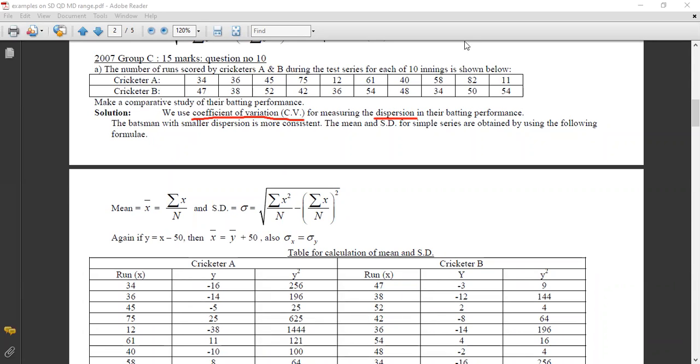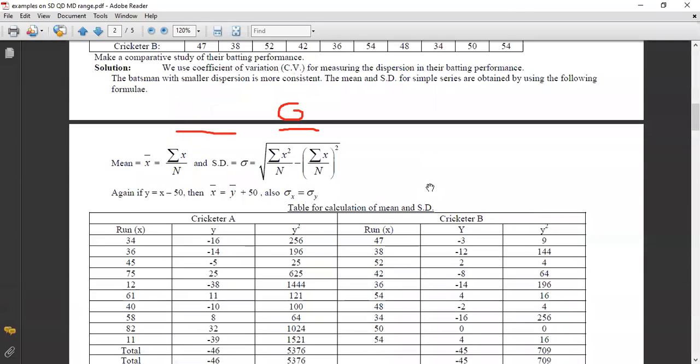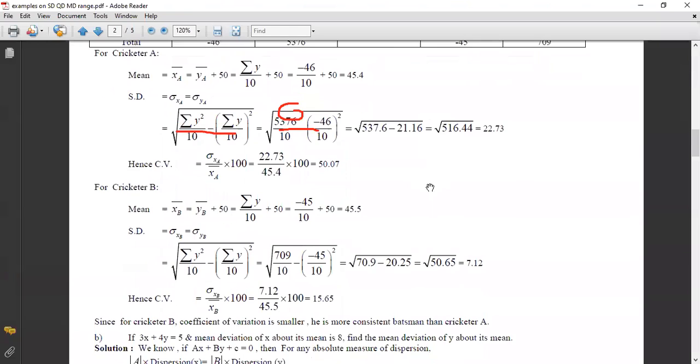Another line is written: the batsman with smaller dispersion is more consistent. I repeat, the batsman with smaller dispersion, after calculating the dispersion or the CV, the one who has the minimum CV is the better batsman with respect to the other. Let us see the last line of this example.